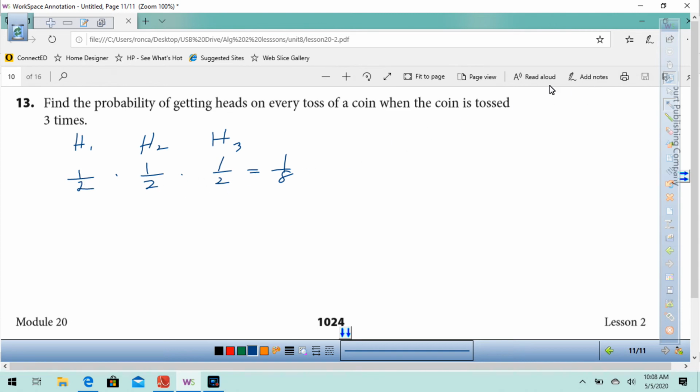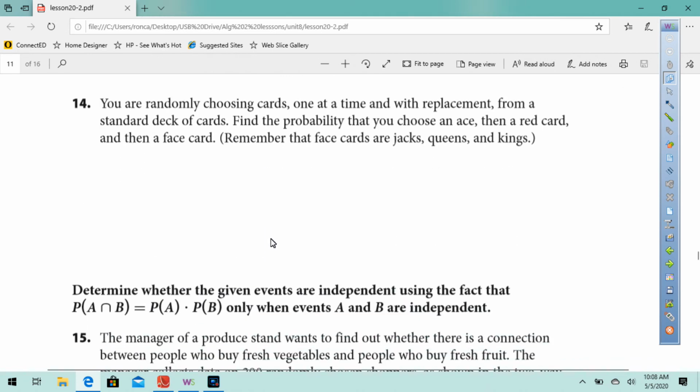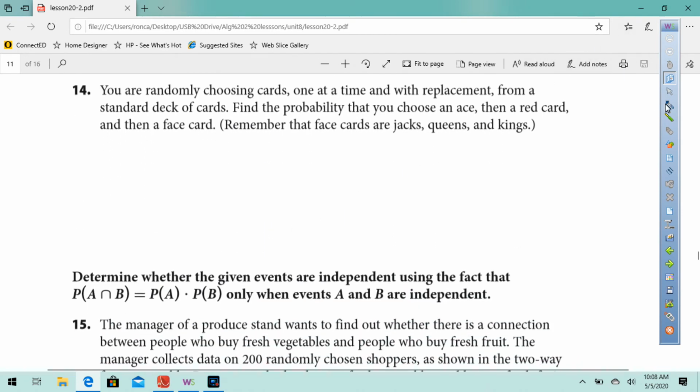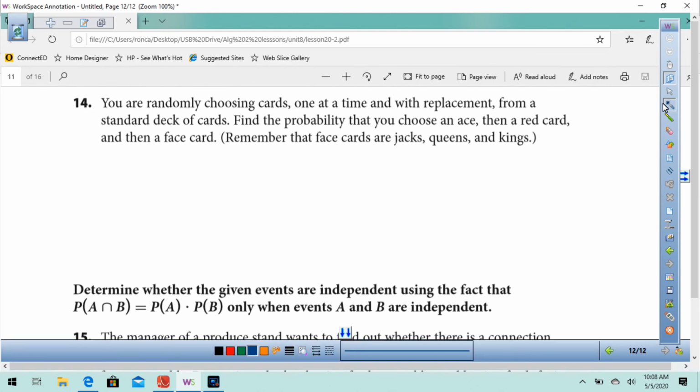Why? Because each one is independent unless you do something to make them not independent. You are randomly choosing cards one at a time with replacement from a standard deck of cards. Find the probability that you choose an ace, then a red card, and then a face card.